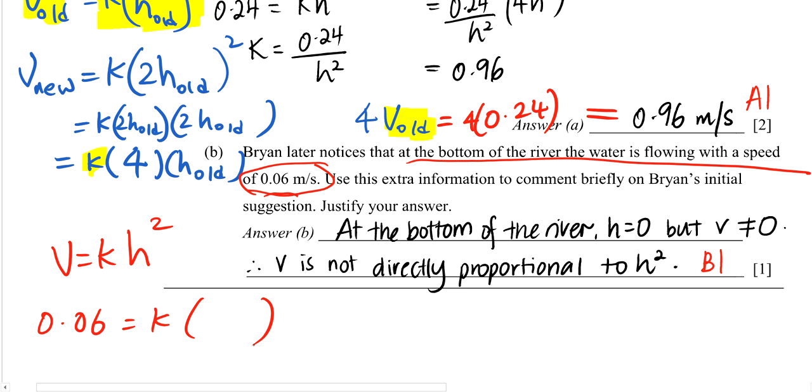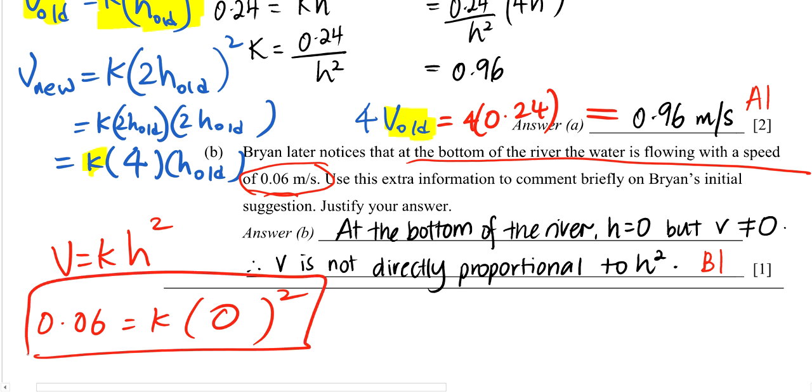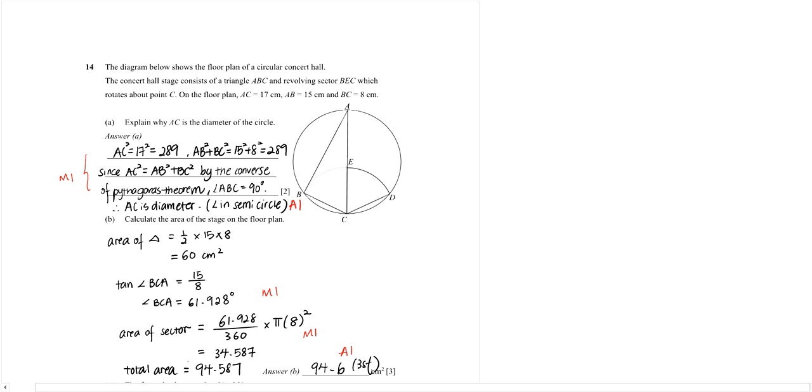What is the height at the bottom? What is the height at the bottom? 0. Is this equation possible? No, it's not possible. Because you multiply 0, you are supposed to get 0. The speed is supposed to be 0 at the bottom. Therefore, his initial statement is incorrect. So this is the explanation. Question 14.